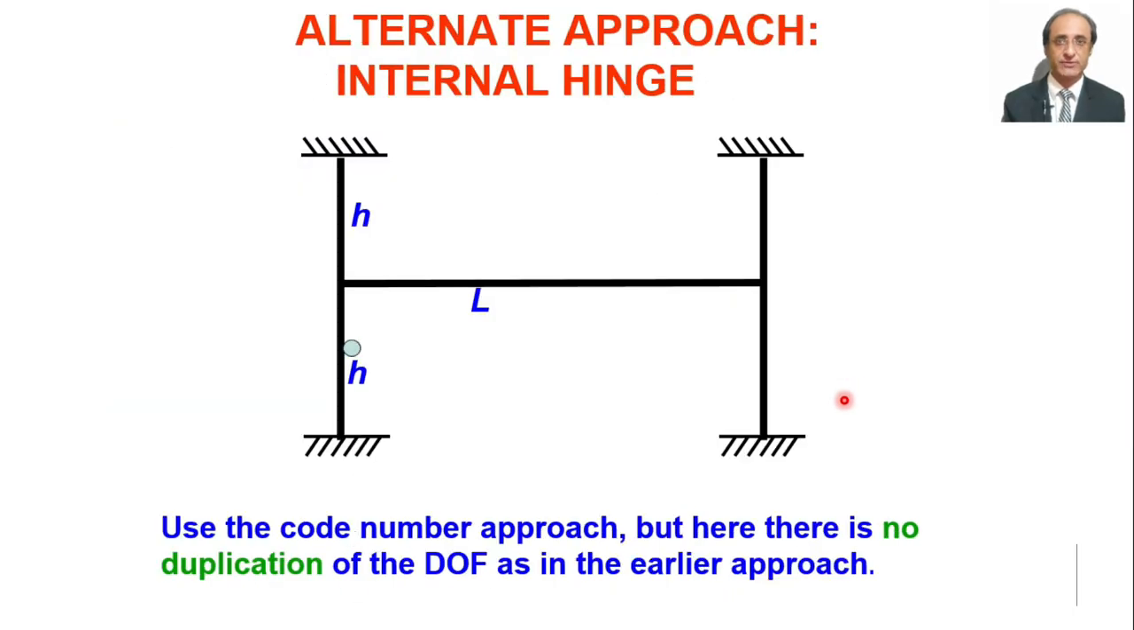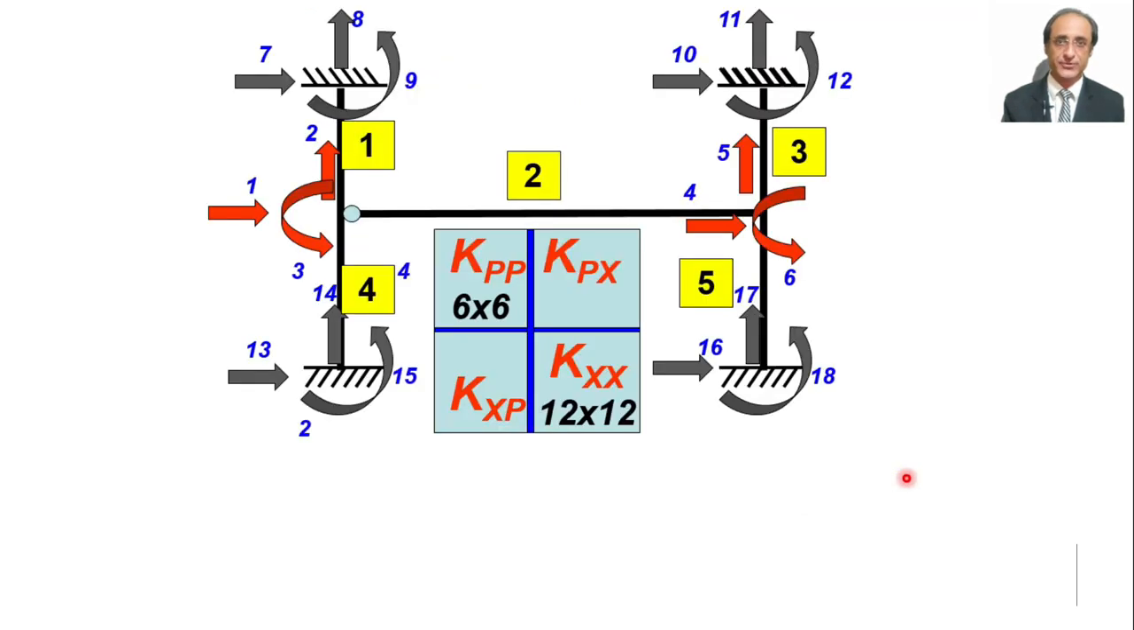Next, let's say we have this structure which we have already considered previously, and this has a hinge in the beam. So the column is continuous and we have the hinge which is making a shear connection. So here we again use the code number approach, but we don't involve any kind of duplication as in the previous approach. So here we have marked the degrees of freedom as usual. So this degree of freedom 3 is marked here also, but now we'll use the modified stiffness matrix of member number 2 instead of the original one, whereas for members number 1 and 4 we'll use the normal stiffness matrix.